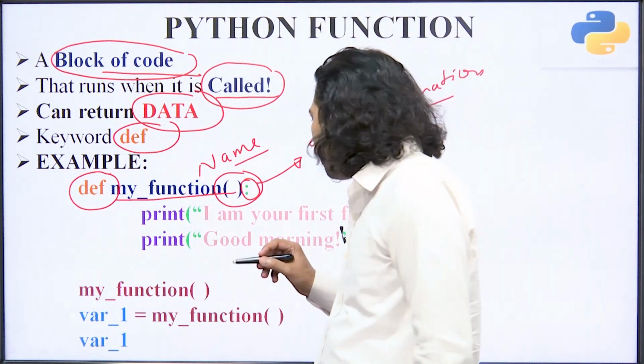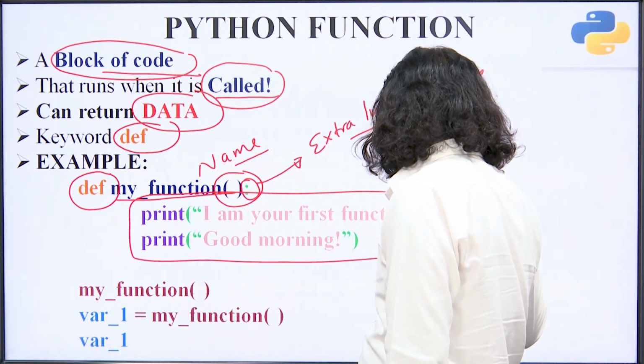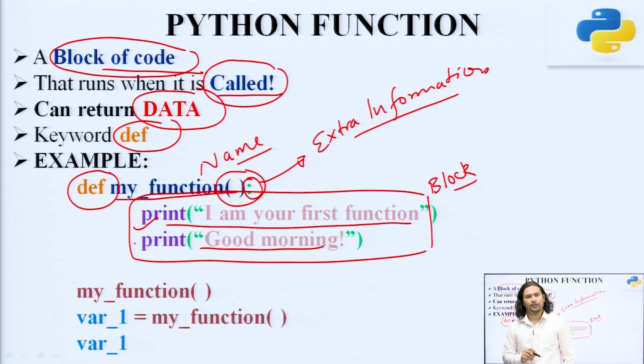The next one is the block of code related to the function. Here you can see that we are defining a function, and then this whole thing is covered under the block of code. Here we have two print statements. The very first one is going to display I am your first function, followed by the next statement, that is good morning. Now we have defined the function and also covered the block of code, where we are going to insert this block of code.